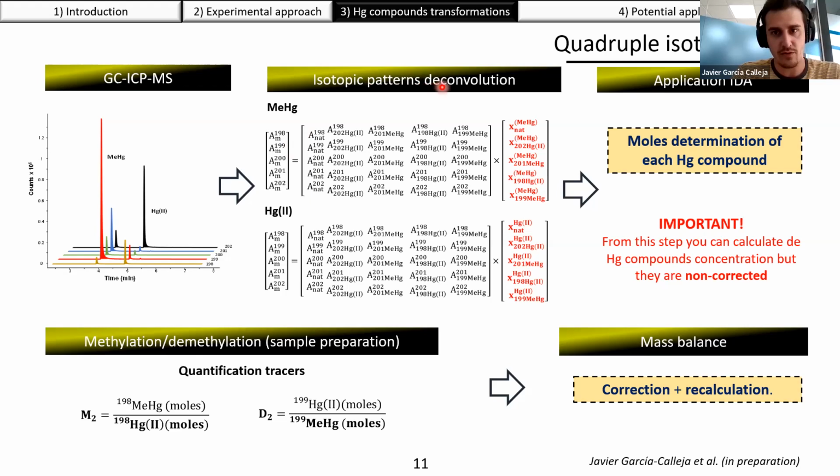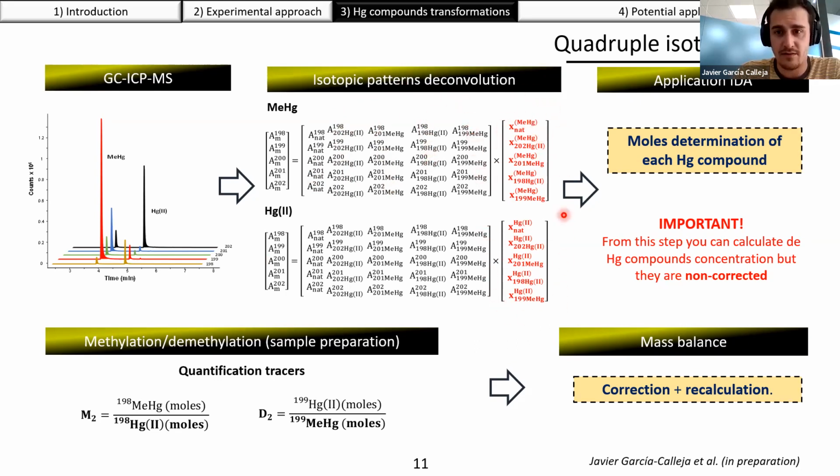Thanks to the isotopic pattern deconvolution, we can do that. This value will be obtained, for example in this case, if we look at the inorganic mercury 198, we take this intensity and we divide it by the sum of all intensities. And the same with the 199 and 201, and for methyl mercury the approach is the same. Here, we only copy and paste the isotopic abundances for the natural mercury and for our 4 tracers.